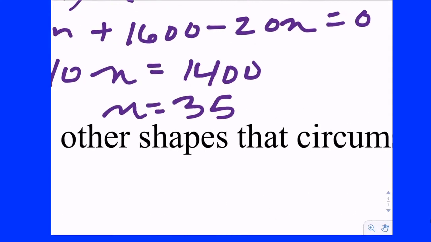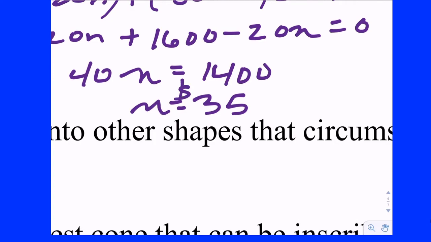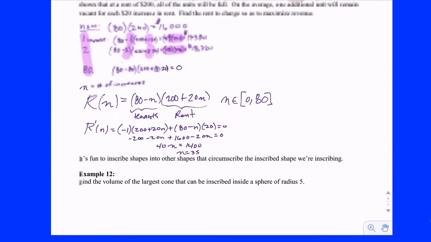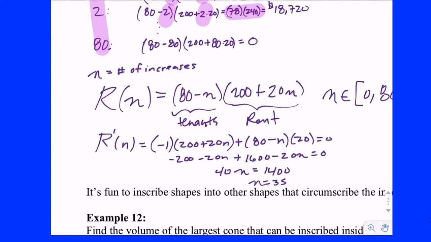Now, if you forget what n is representing, you might be like, okay, $35. Okay, so everyone, the rent's going to be now $35. And you get fired, right? 35. Because n is 35 rent increases. So now we have the optimal value.